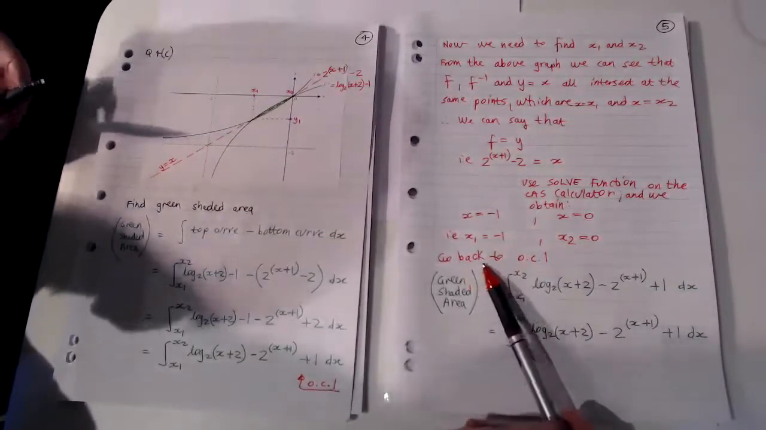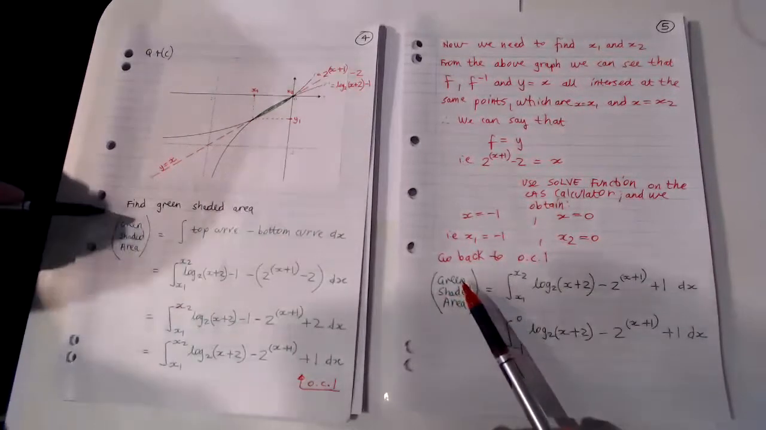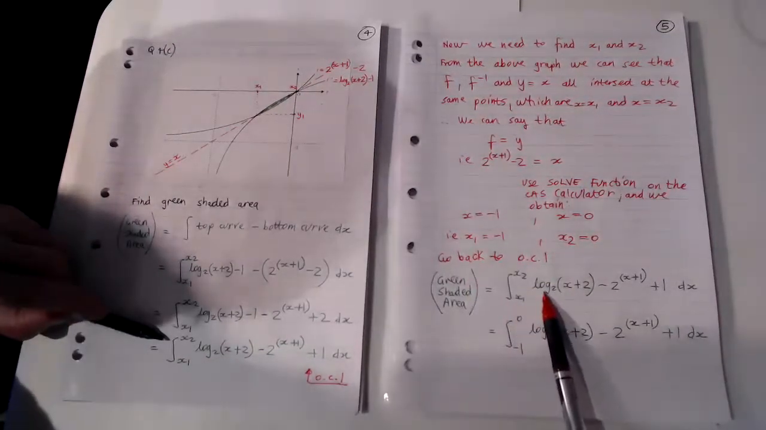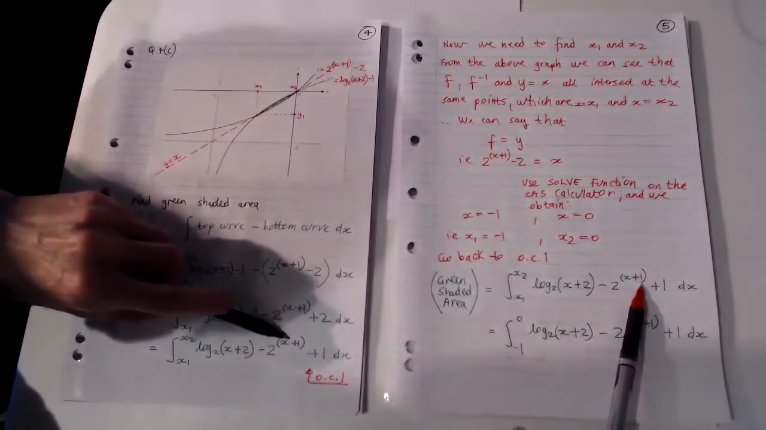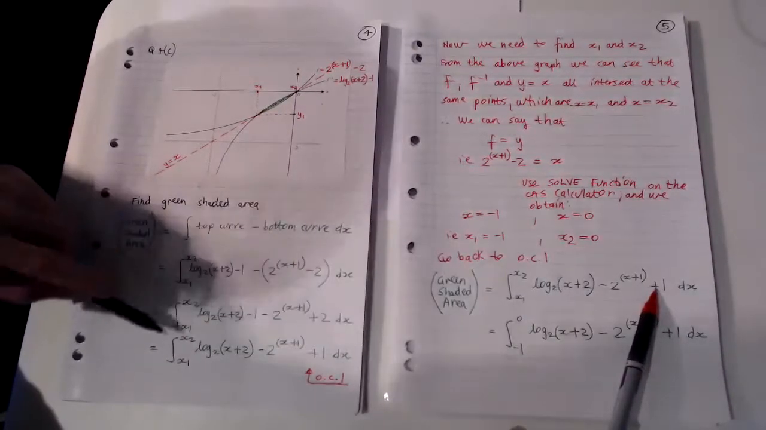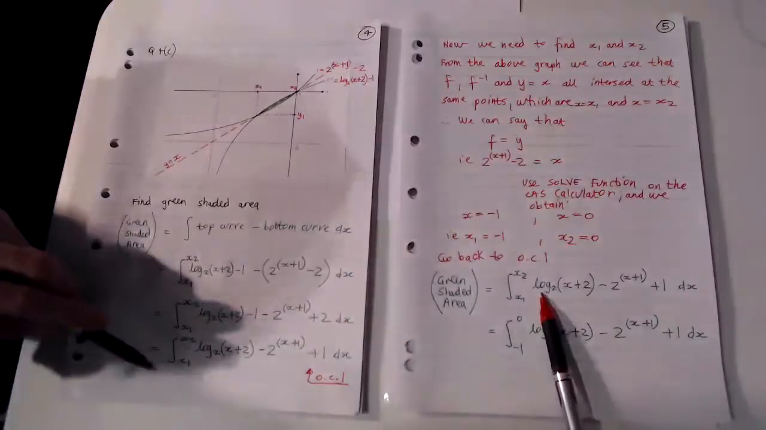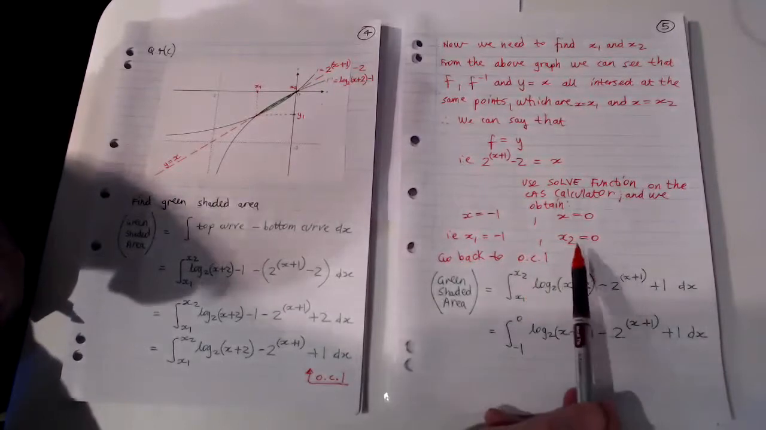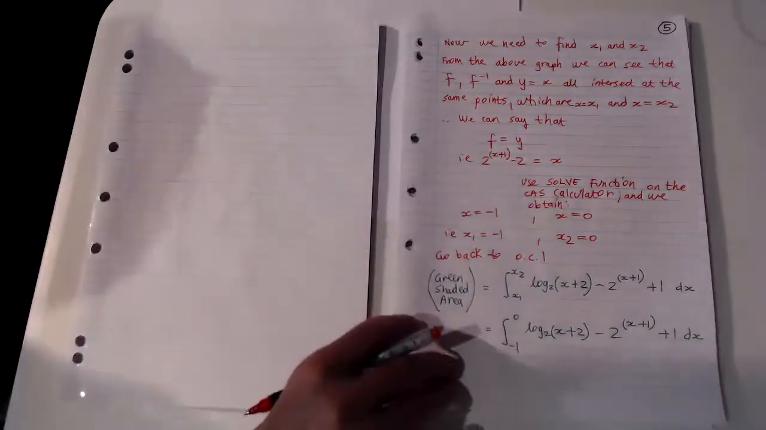At which point we can go back to the overall calculation 1, which was over here. And we saw earlier on that the green shaded area is equal to the integral of log 2 x plus 2 minus 2 to the power of x plus 1 between x1 and x2. So therefore, what's x1? We just discovered that x1 is -1. And what's x2? x2 is 0. Now we go to the next part in this sub-question.